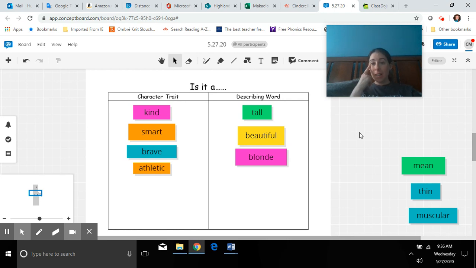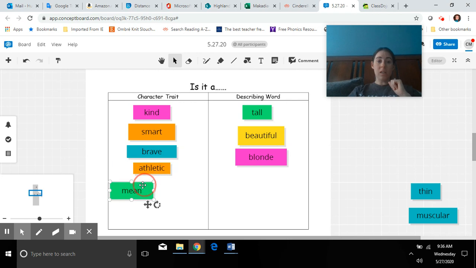Can I look at a stranger and tell in a second if they are mean? Yes or no? No, I can't. I have to see what they're saying is mean or what they are doing is mean. I cannot just tell by looking at them. So this is a character trait.